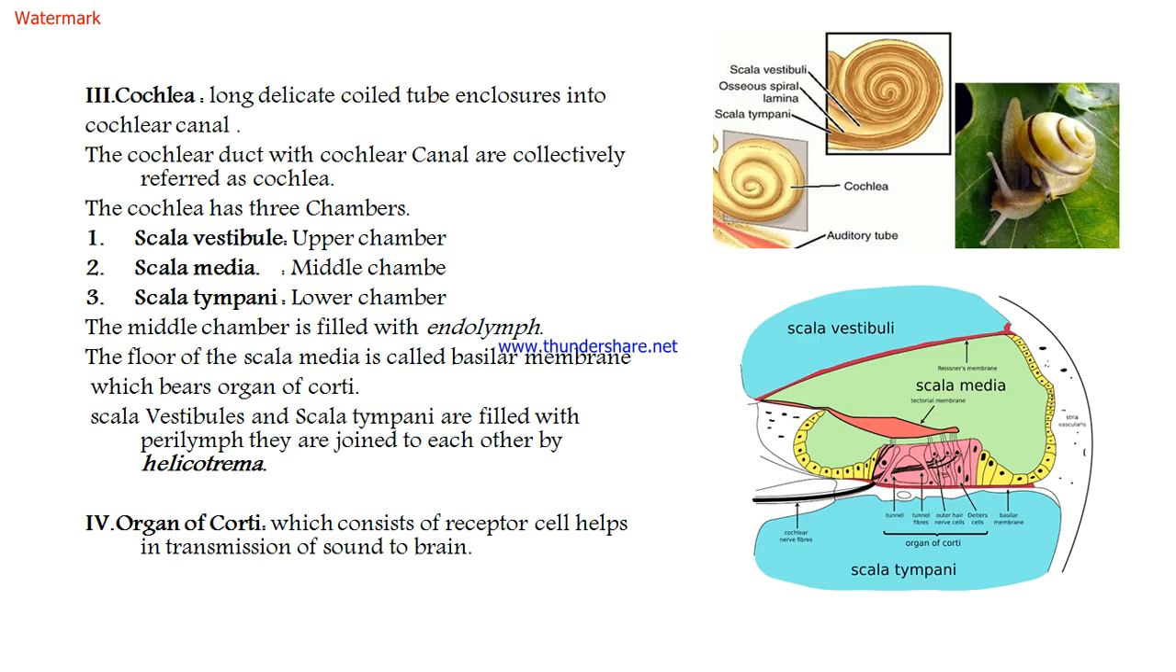Next, fourth is the organ of Corti. The organ of Corti, which consists of receptor cells, helps in the transmission of sounds to the brain. The organ of Corti is important, containing the receptors. Those receptor cells help in the transmission of sound to the brain.